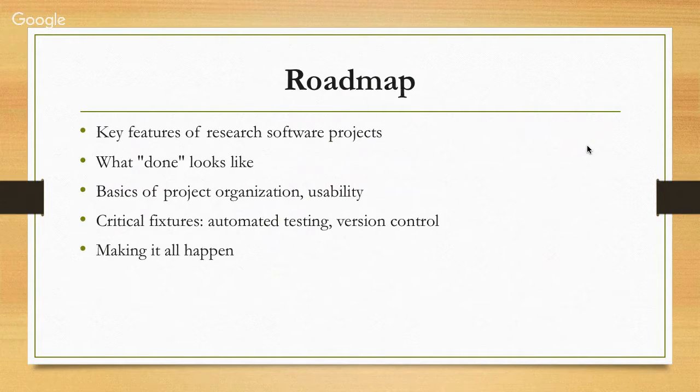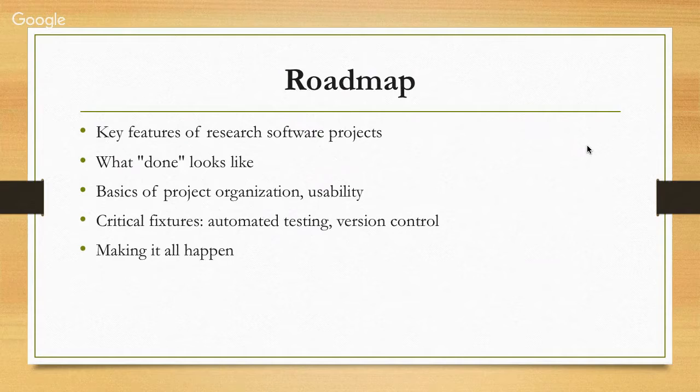So, a really rough overview of what we're going to discuss. We're going to talk about some key salient features of research software projects, what our end goal is, some basics of project organization, and how to make software actually usable by others or by yourself in 6 months, when you have revisions on your paper and have to update your code that you haven't touched for 6 months.